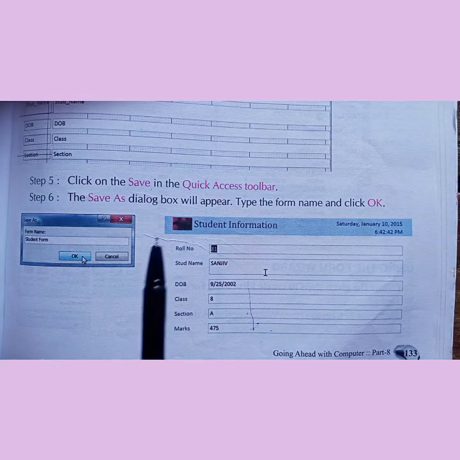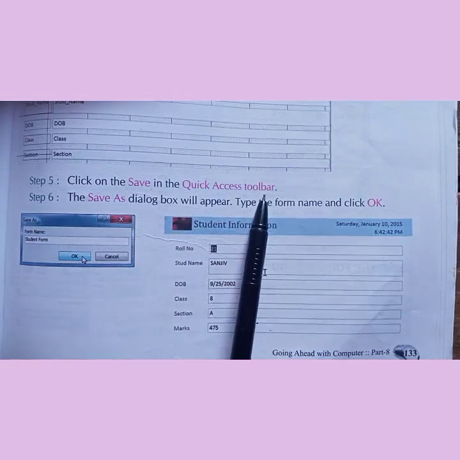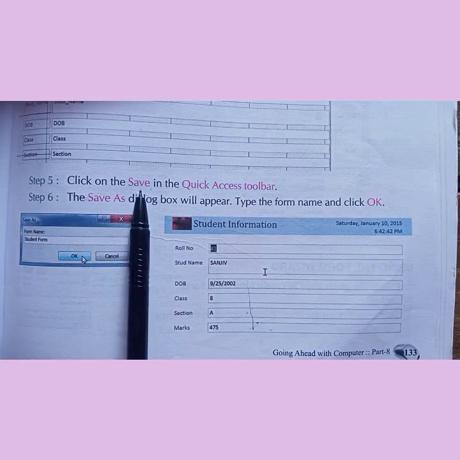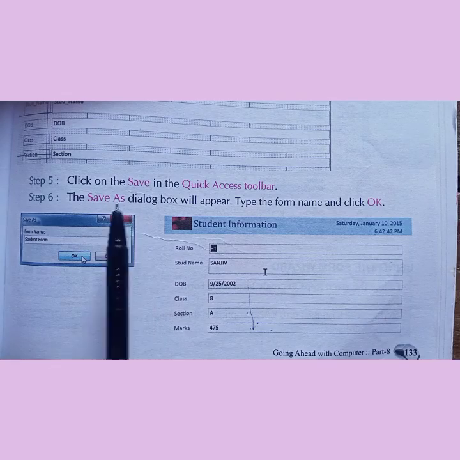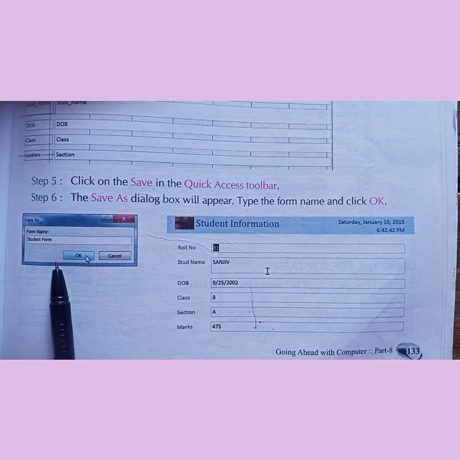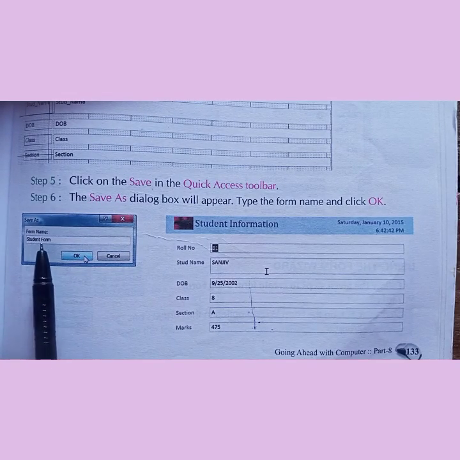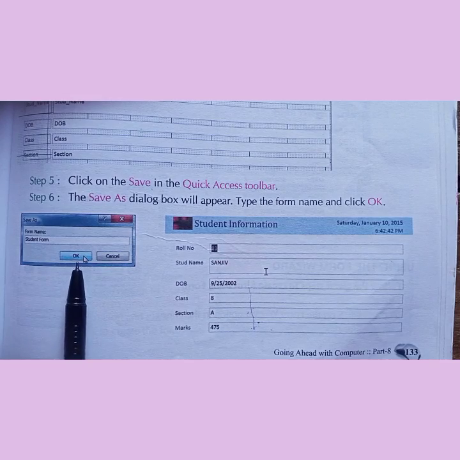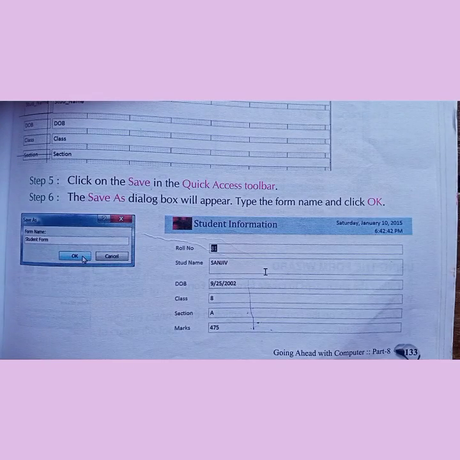For saving the form, we have to click on the quick access toolbar, and in the quick access toolbar we will be getting a save option. Click on that and you will get a save as dialog box. Write down the name of the form here and click on OK. Your form will get saved.